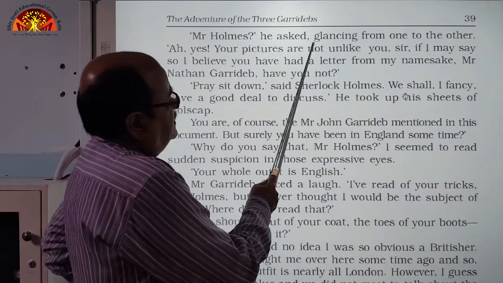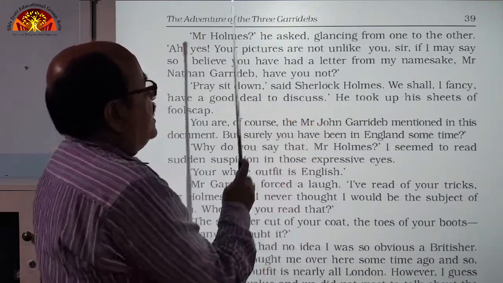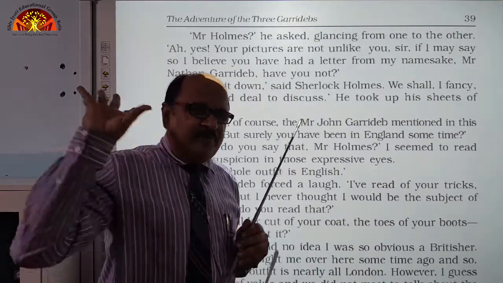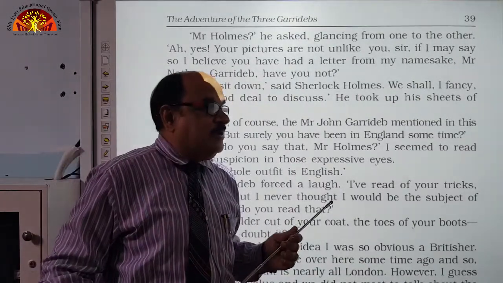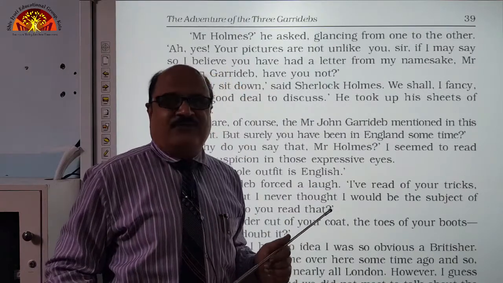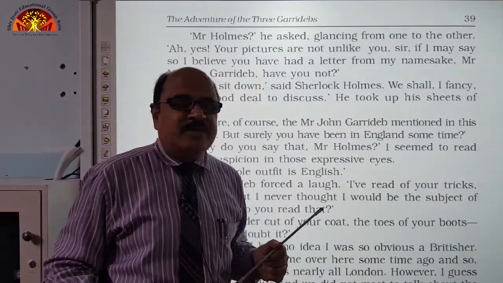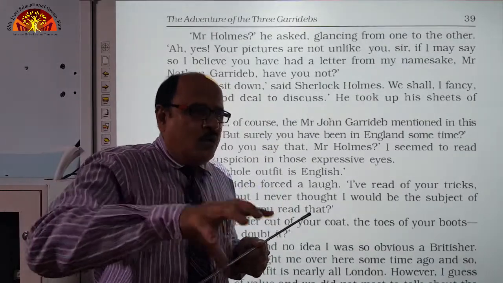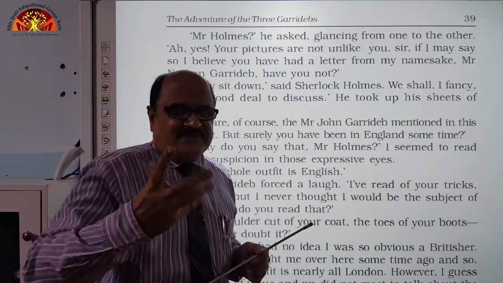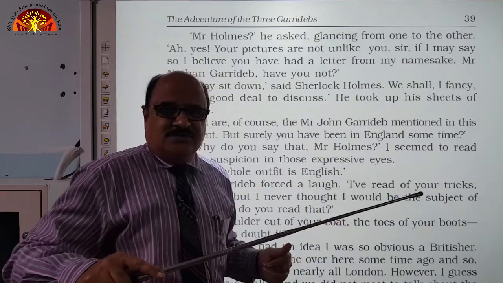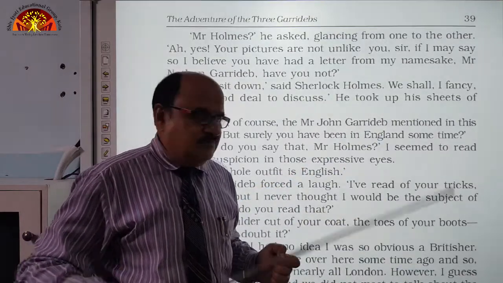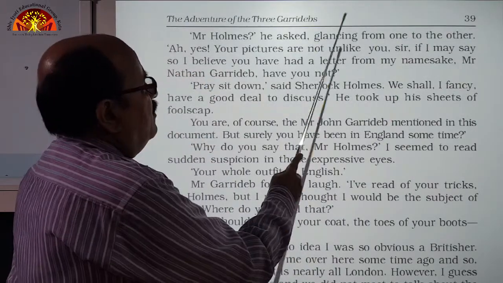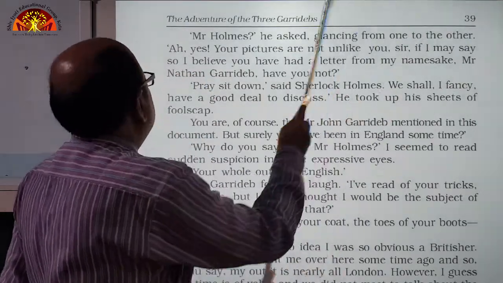Mr. Holmes, he asked, glancing from one to another. Dr. Watson and Mr. Holmes, these two people were already in the room. So first he looked at Dr. Watson, then he looked at Sherlock Holmes, because it was the first time he met Sherlock Holmes. He did not know Sherlock Holmes by face, that is why he was confused about who was Sherlock Holmes. Dr. Watson was also there and the real Sherlock Holmes was also there. That is why first he looked at one person, then another person.